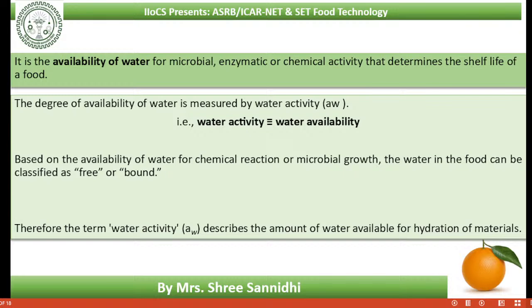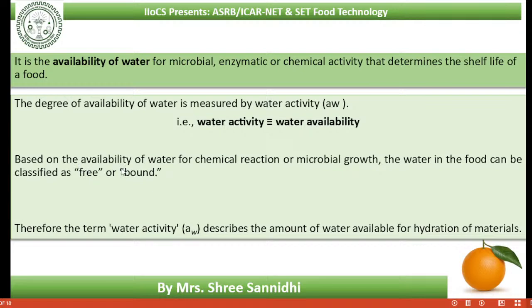So it is the availability of water for microbial, enzymatic or chemical activity that determines the shelf life of a food. Okay, it is the availability of water. How much water is available for any of the microbial growth or any chemical activities. So the degree of availability of water is measured by water activity. Therefore, water activity is nothing but water availability. So the available water for any reactions is the water activity.